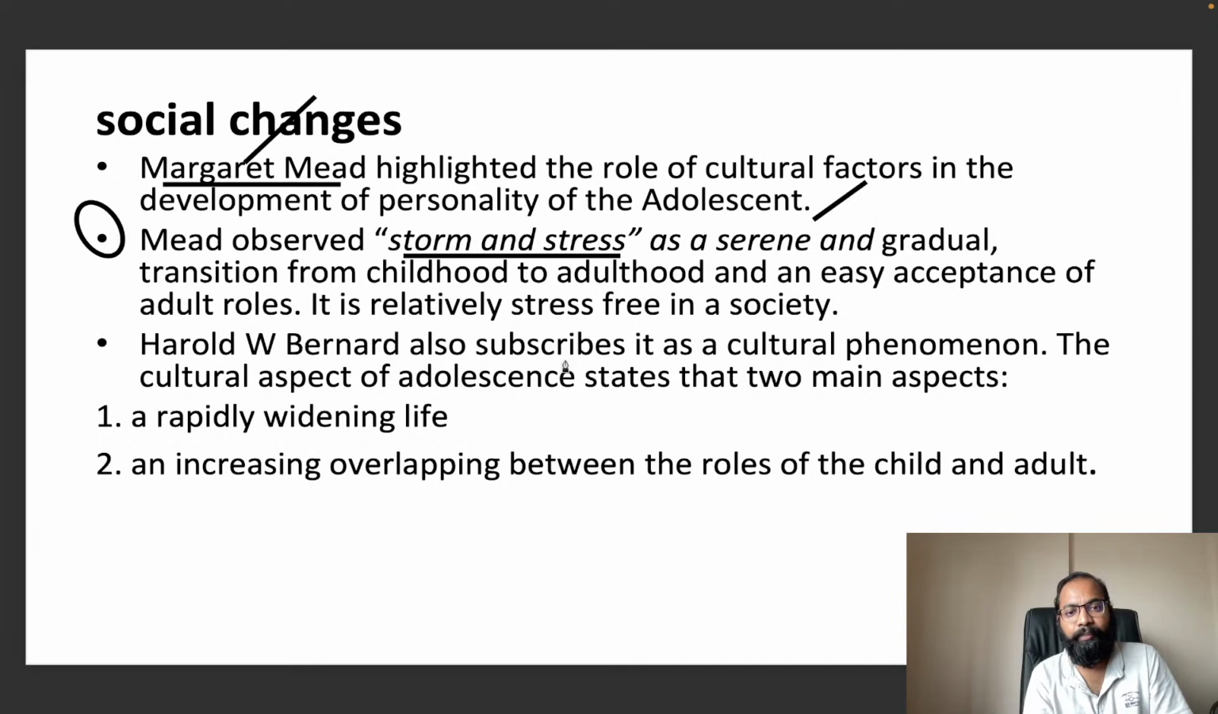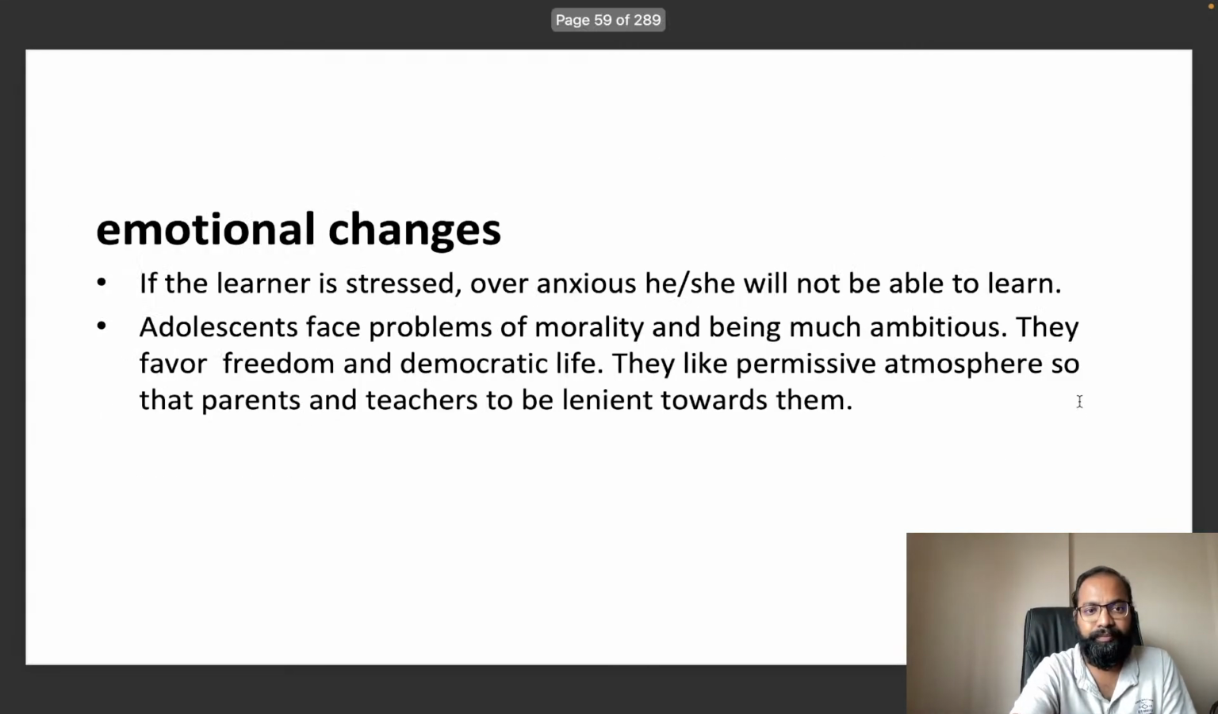And so Benedict also subscribes to it as a cultural phenomenon. The cultural aspect of adolescence starts with two main aspects: a rapidly widening life, and an increasing overlap between the child and the adult. Okay, so it is one type of overlapping between the child and the adult. That means those people are not called children, nor are they completely adults.